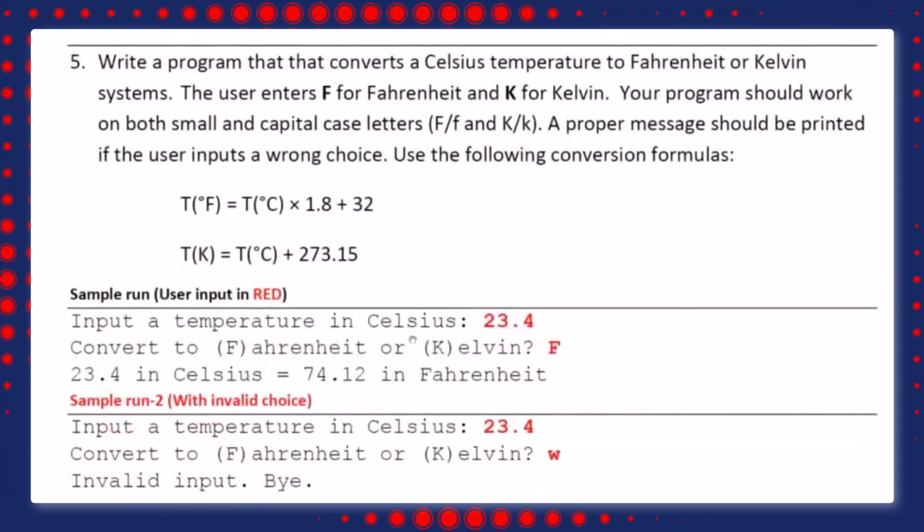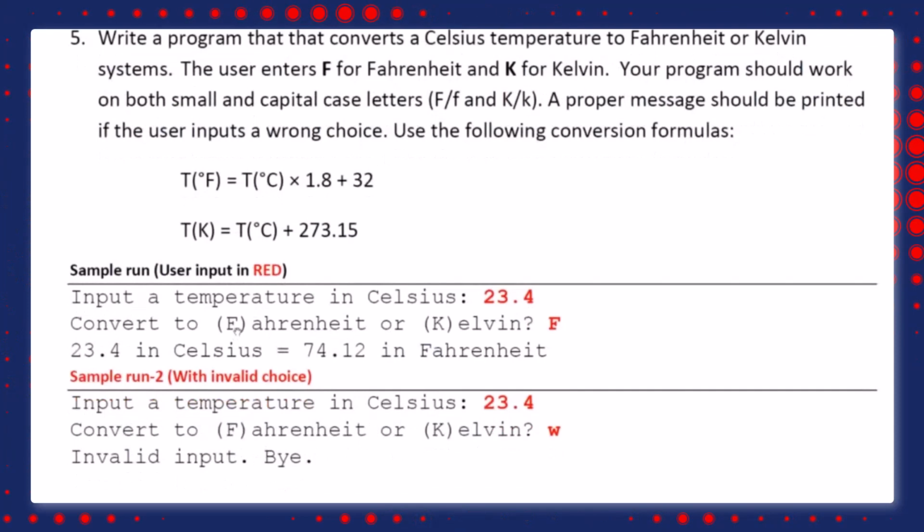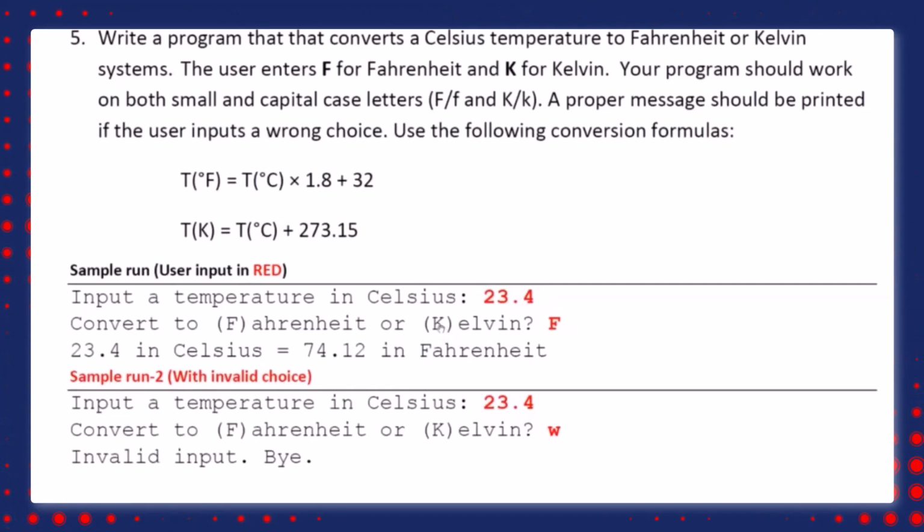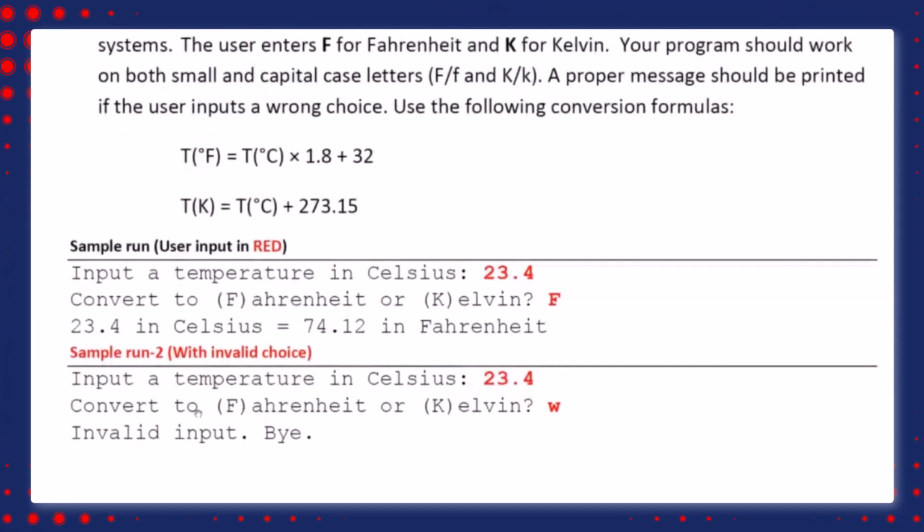So look at the sample run. You enter first the temperature in Celsius. Then the user selects either F or K. If the user inputs F, then the temperature will be converted to Fahrenheit. If he enters K, Kelvin. And it should work whether capital or small. However, here in this sample run, the user enters what? Is it one of the valid choices? So what does the user get here? Did you get the output now?